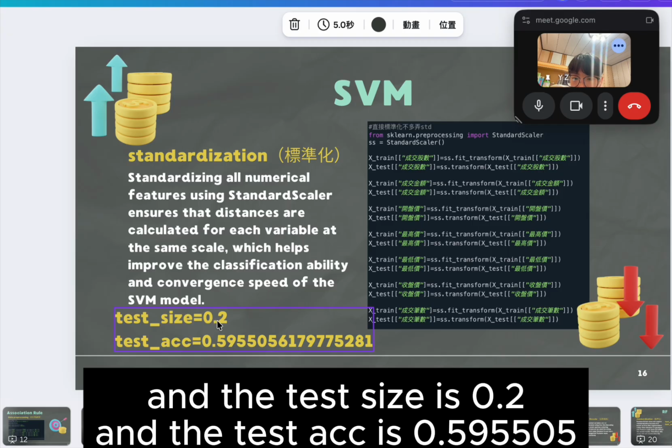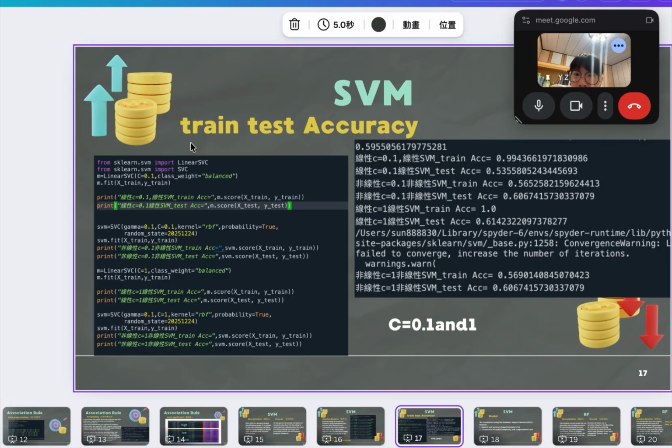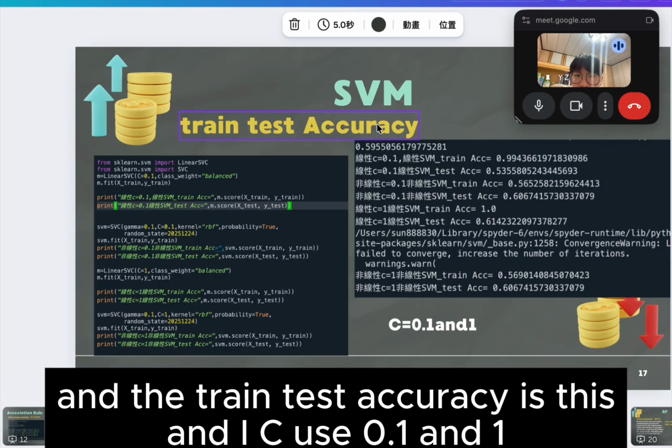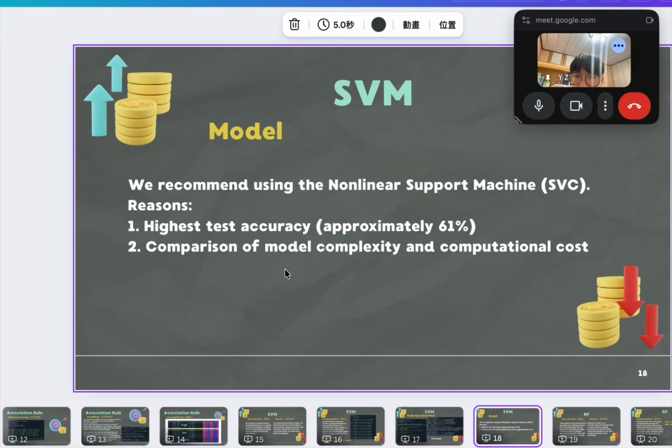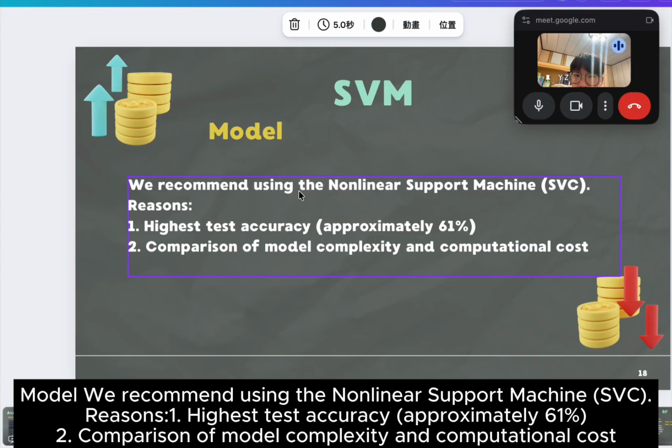The test size is 0.2 and the test score is 0.595505. And the training test accuracy is this, and C uses 0.1 and 1. For the model we use the normal, the best result. The highest test accuracy is 61% compared with the other models and computing costs.